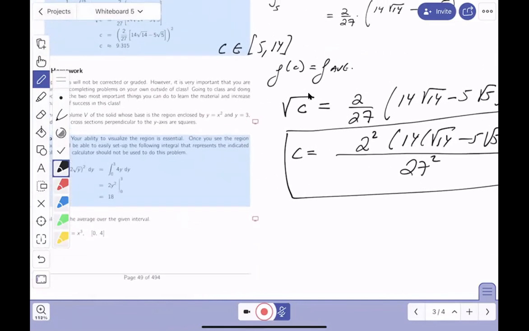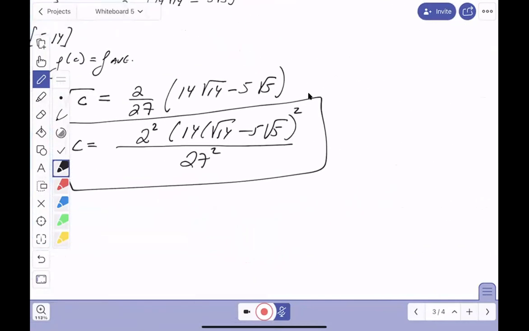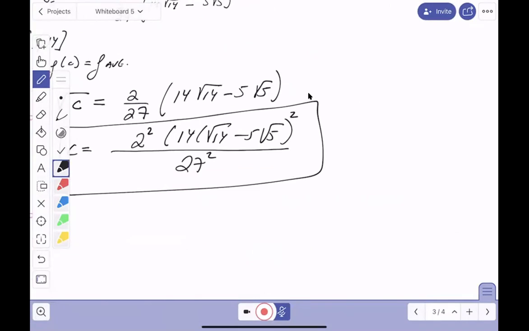I'm a doubting Thomas, though. What I would recommend you do is, do a computation on a computer, get this number, clearly it's a number between 5 and 14. If you want, you can simplify these guys. Don't feel obligated to do so. So if you want to simplify, please do so.